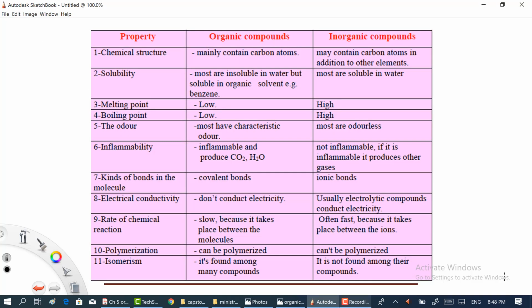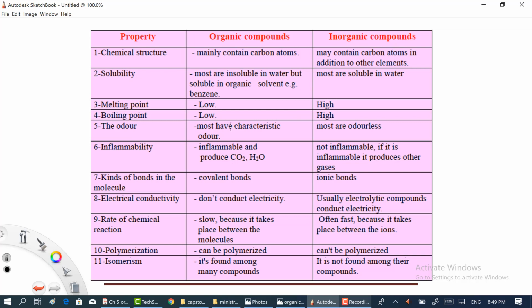What is the difference between the organic compound and inorganic compound? Firstly, the chemical structure. Organic compounds mainly consist of carbon atoms, carbon and hydrogen. The inorganic may contain the carbon atom in addition to another element. Solubility. We'll find most organic compounds insoluble in water, but dissolved in organic solvents like benzene, while most inorganic compounds dissolve in water. The melting point is low, like wax, but sodium chloride has a high melting point. Boiling point, like the melting point, low and high.